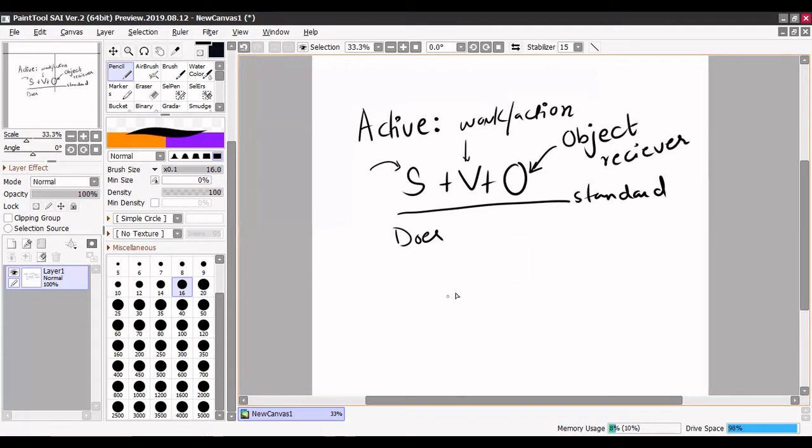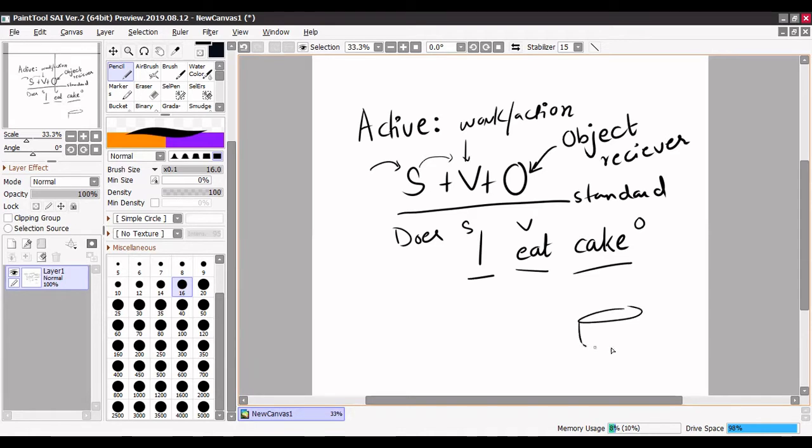For example, I eat cake. So I is the subject, the doer, the performer. Eat is the verb, which means the action that's going on, and cake is the object upon which the action of eating is going on. That means that the cake is being eaten. So on the object, this verb is acting directly. So this is the basic structure of the active voice.